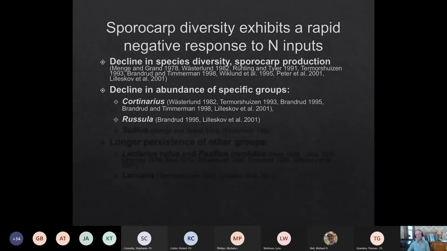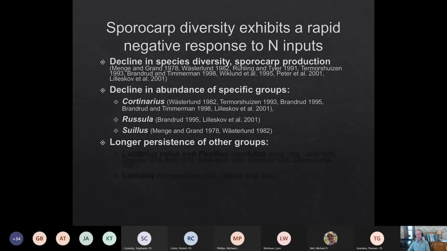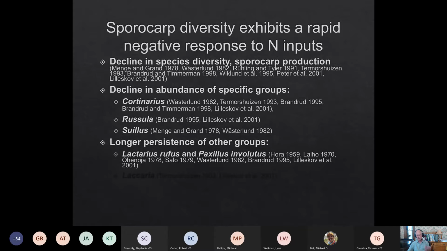Russula has many species that are highly sensitive, others that are less so. Suillus, another genus, is highly sensitive. That was what was found in the sporocarp studies. Whereas other groups were found to be more persistent, such as Lactarius, Paxillus, and Laccaria. And so we had these divergent responses.